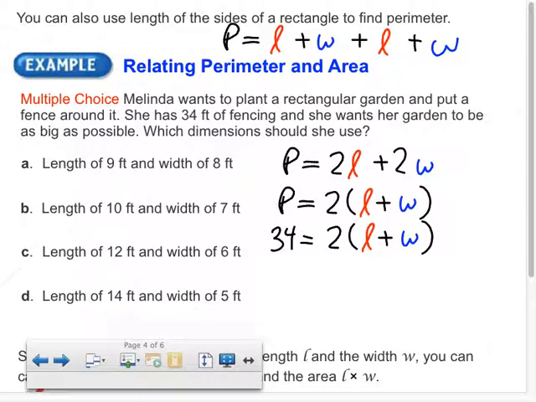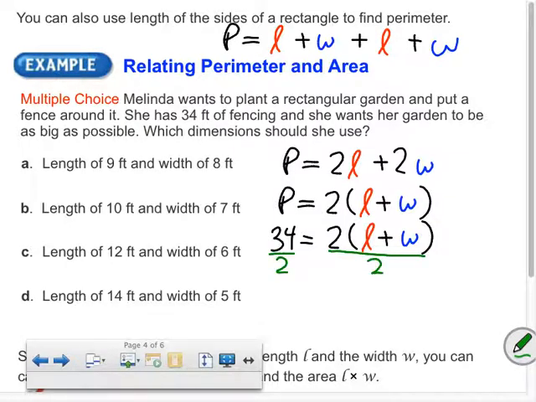Okay, so do you guys see how I went from here to here? All right, now I want to get this part by itself. L plus W is being multiplied by 2, right? So how do I get rid of the times 2? Divided by 2. I'm going to divide both sides by 2.